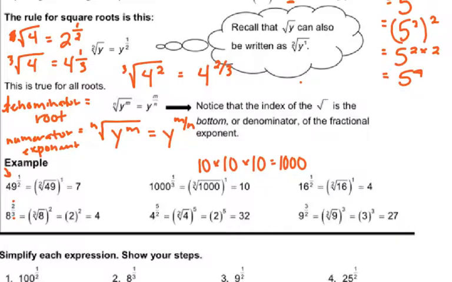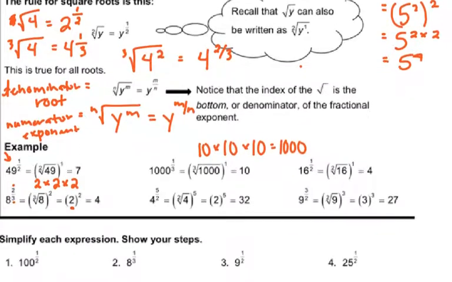So it's going to be the cube root of 8, and all of that's going to be squared. Well, the cube root of 8 is, so what number can you multiply by itself 3 times in order to get 8? And that's going to be 2. 2 times 2 times 2 equals 8. So now you're left with 2. And 2 squared is 4. Okay, so those are just a few examples.